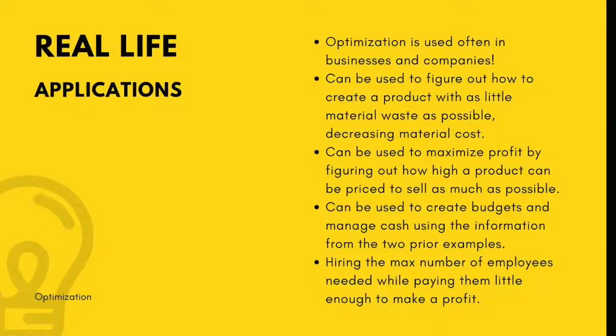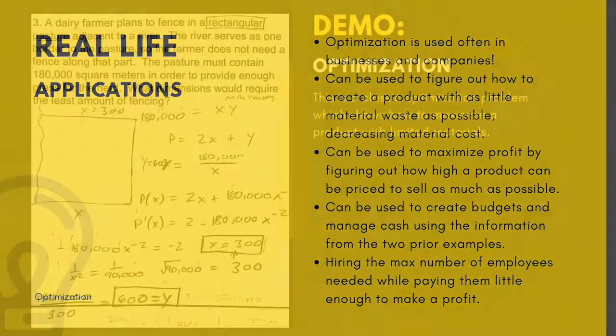One of the most common ways is in business and companies. So it could be used to create a product with as little material waste as possible and then sell it for the highest price possible. It can also be used to create budgets using that information, and even can be used to hire the maximum number of employees needed to run a company efficiently, and then figure out how much to pay them so that the company can still make a profit.